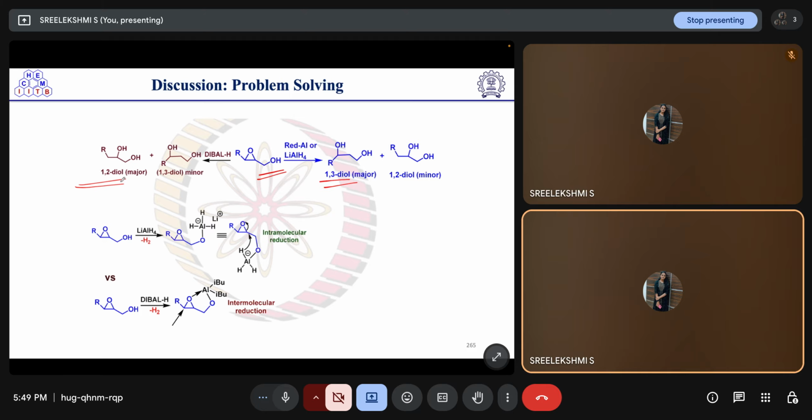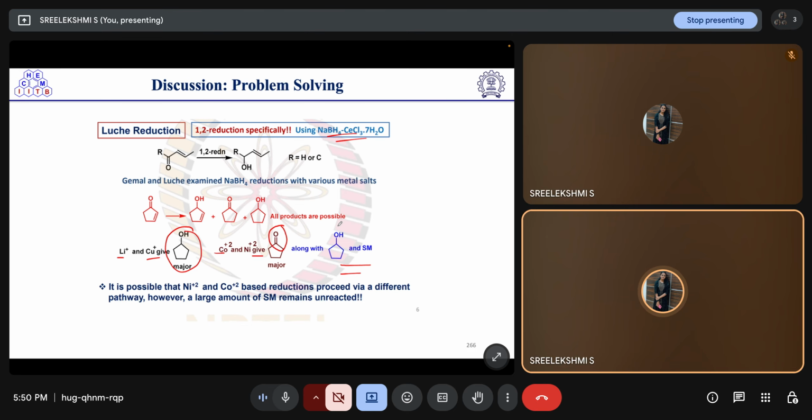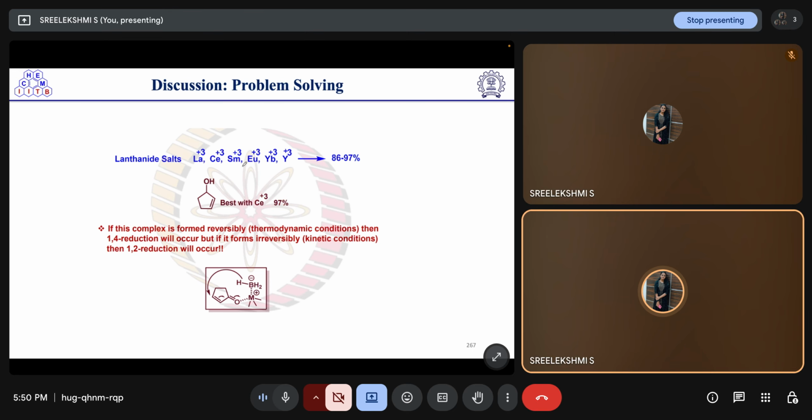Lithium plus and copper plus will be giving this completely reduced product. Cobalt 2 plus and Na2 plus will be giving this one along with this starting material and this completely reduced product. So what NaBH4 will do is only the ketone is getting reduced, and that is happening through this intermediate.